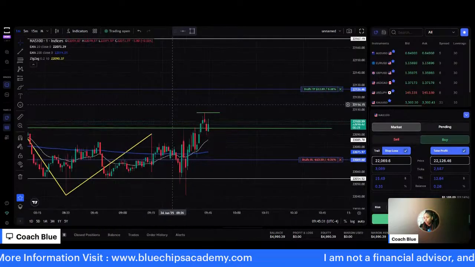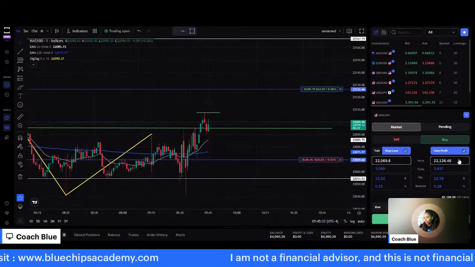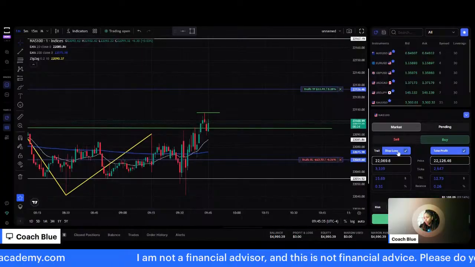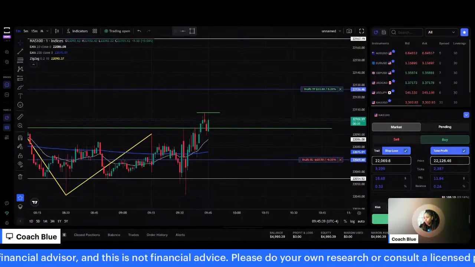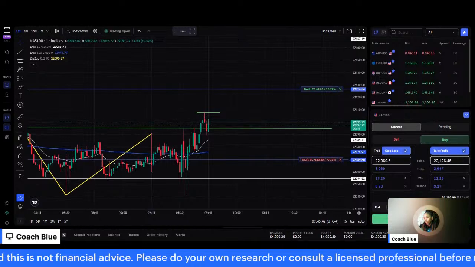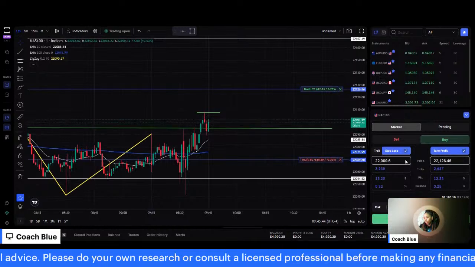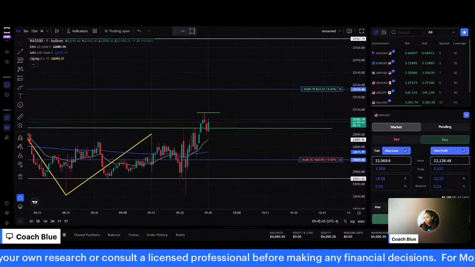And you guys can see my levels over here to the right. I don't really need to broadcast that. But this is the price right here. This is where I have my stop loss. This is where I have my take profit.